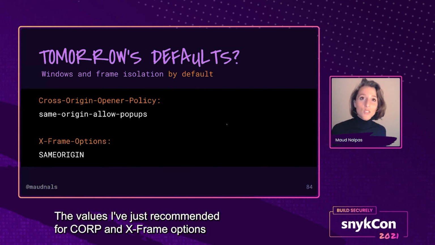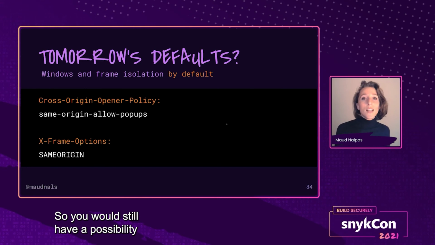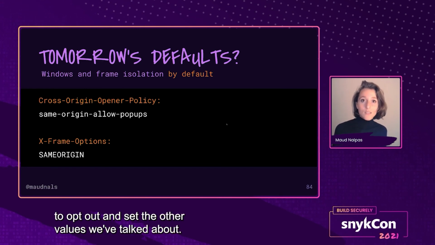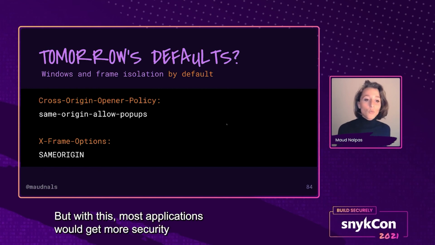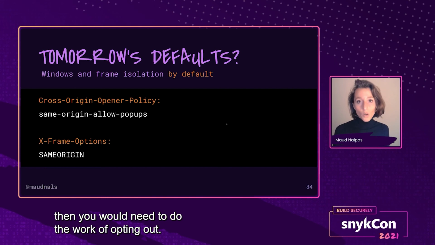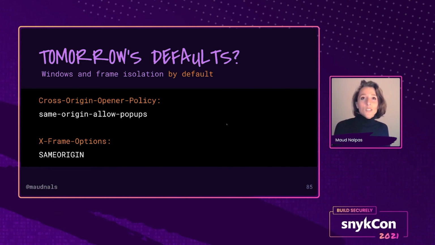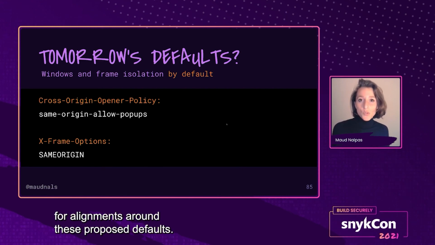The values I've just recommended for COOP and X-Frame-Options may become the default values in the future. So you would still have a possibility to opt out and set the other values we've talked about. But with this, most applications would get more security by default. And only if your site needs a specific behavior, then you would need to do the work of opting out. So we're hoping to work with other browsers for alignment around these proposed defaults.